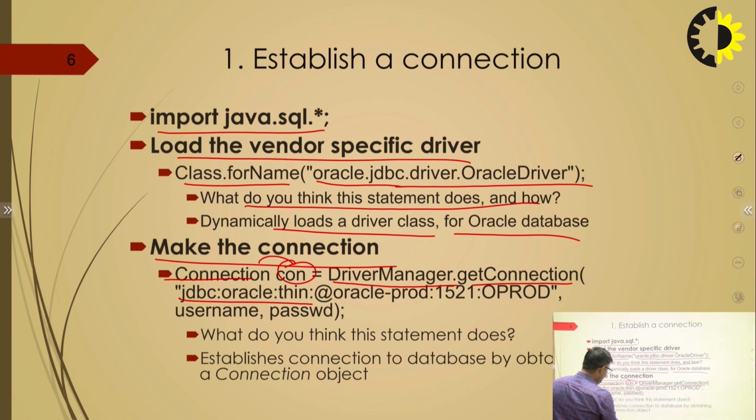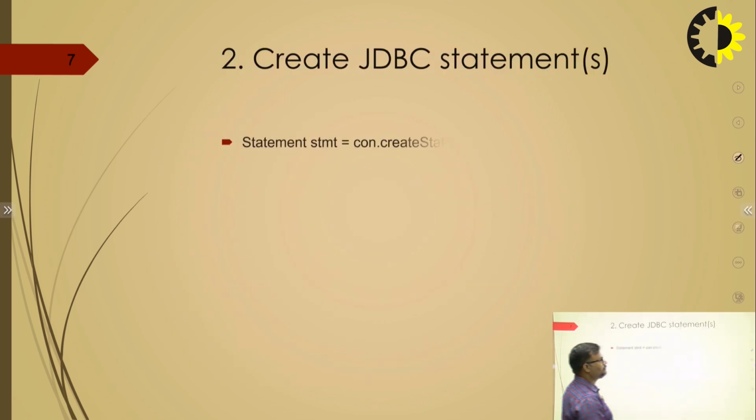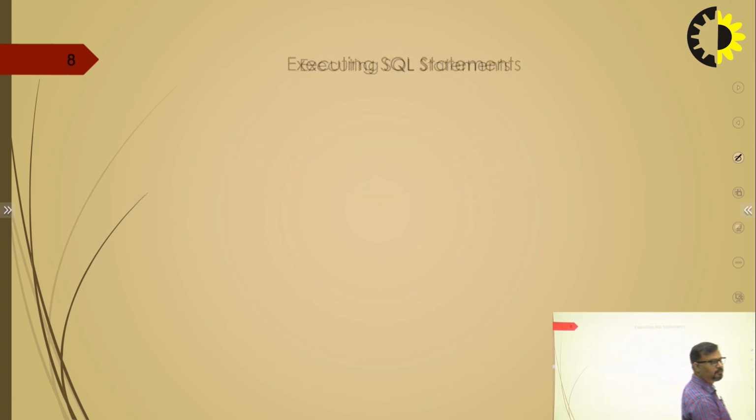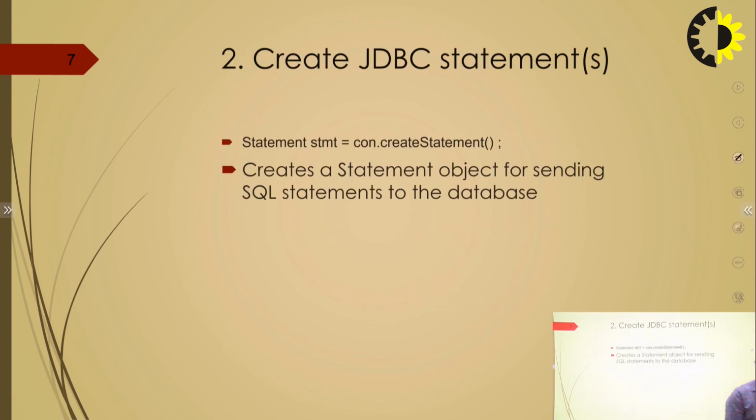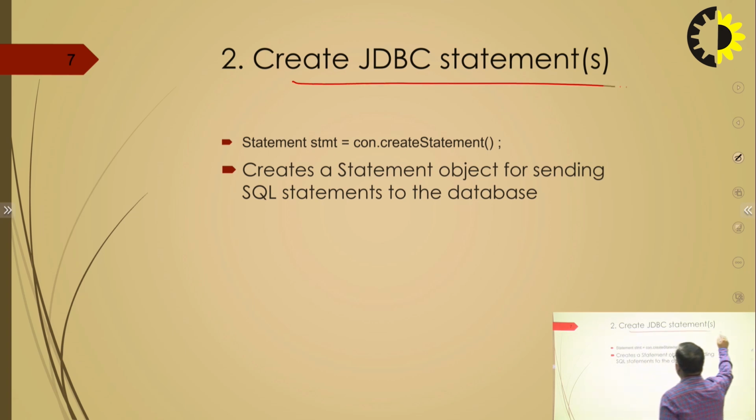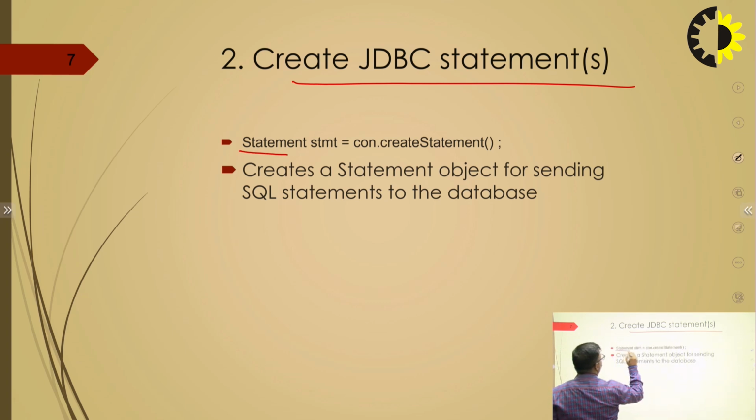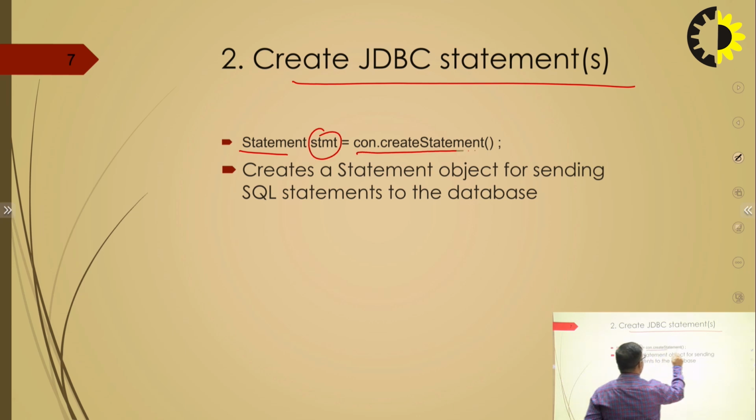Next, we will discuss the statement and establishing it. Then again, how to create the statement: Statement stmt equals the connection's createStatement method. In this way, we create the statement object for sending SQL statements to the database.